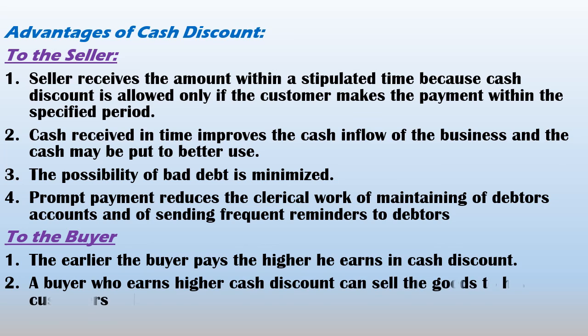A buyer who earns higher cash discount can sell the goods to his customer at lower rates. So the buyer here, the retailer who is receiving the cash discount, can further sell the goods to the customer at lower rates because he or she is earning a higher cash discount. So this can be an advantage to the ultimate customers also.